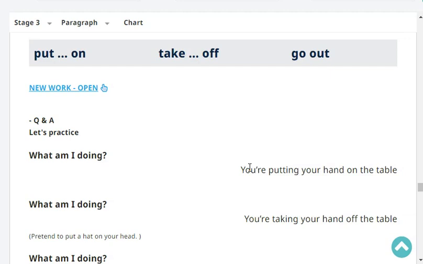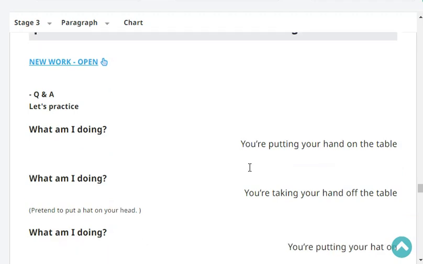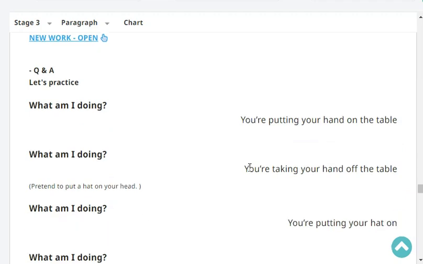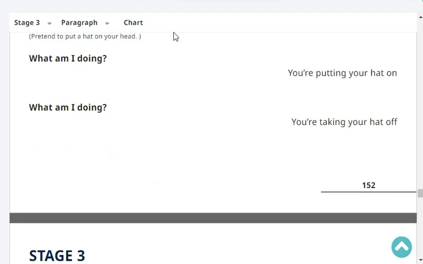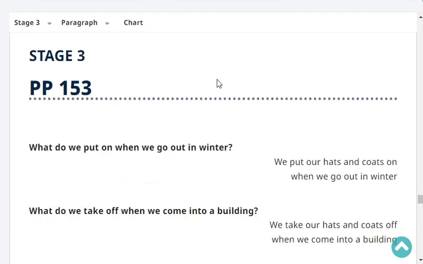What am I doing? You're putting your hand on the table. What am I doing? You're taking your hand off the table. Very good. What am I doing? You're putting your hat on your head. What am I doing? You're taking your hat off your head. Very good.